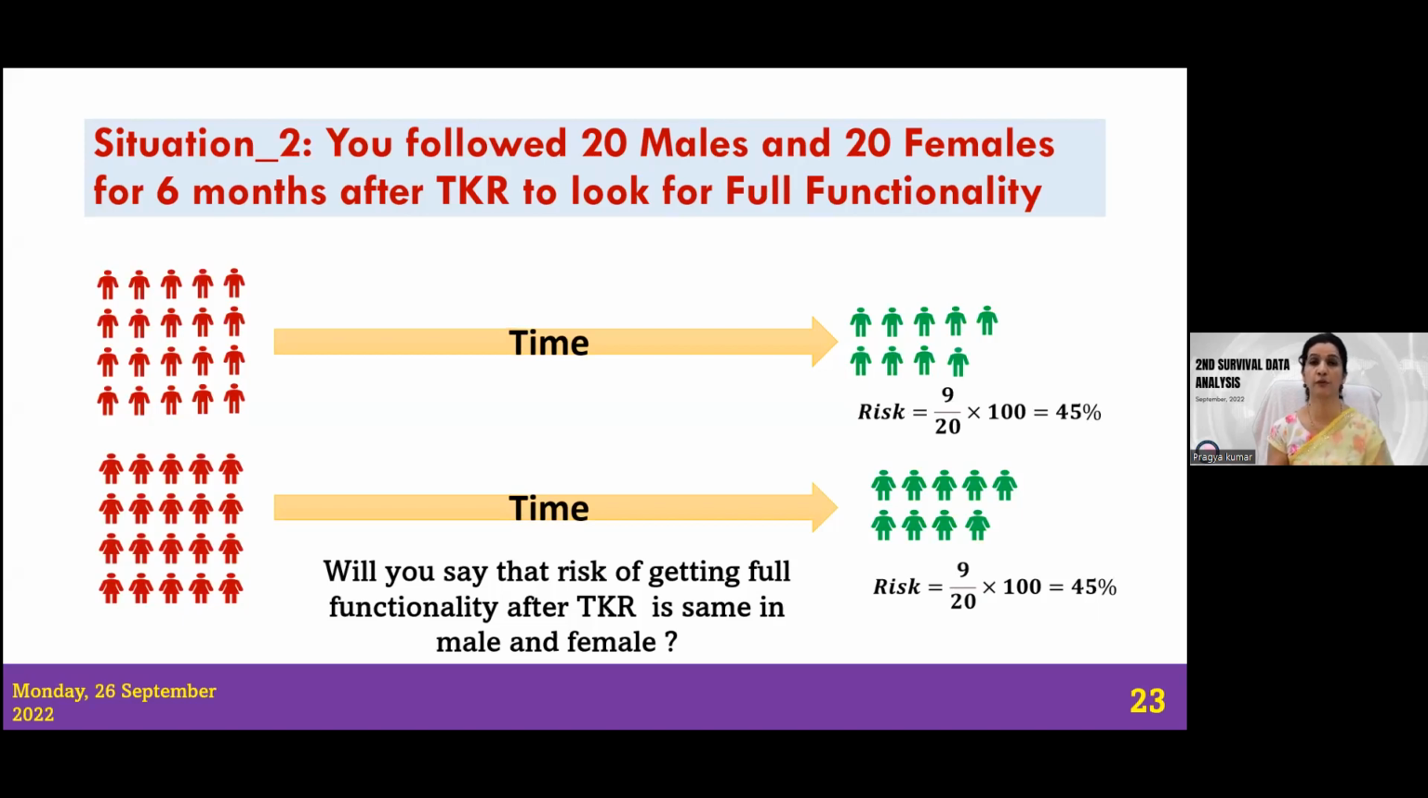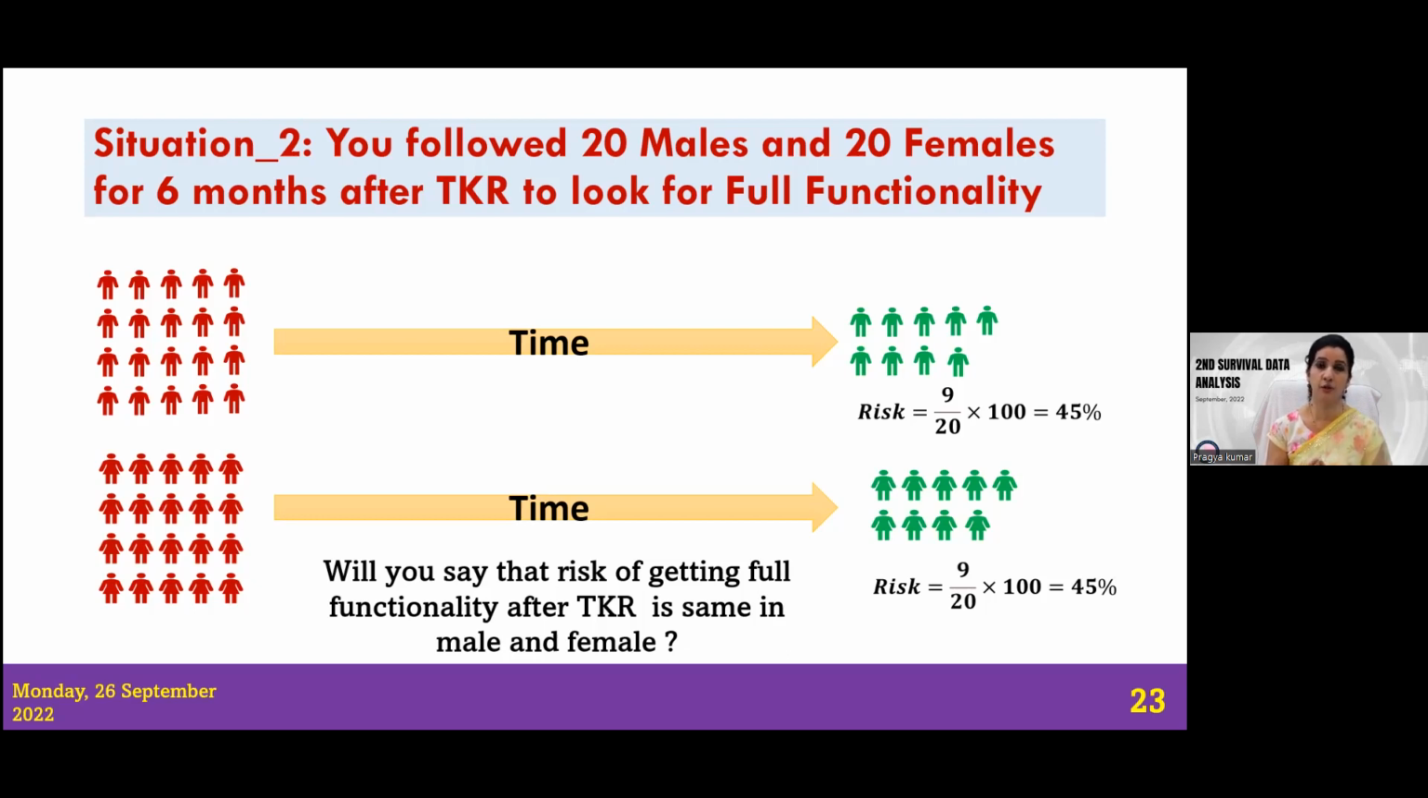to look for the full functionality. So here the event is the functionality. So this event, we call it as a failure. So those of the individual who do not meet this event, they survived. So again, like we have reiterated, that you have to be careful. So in this case, again, 9 out of 20 men, they recovered or they had this full functionality, and 9 out of 20 women, they had this full functionality at the end of 1 year period, 6 months.